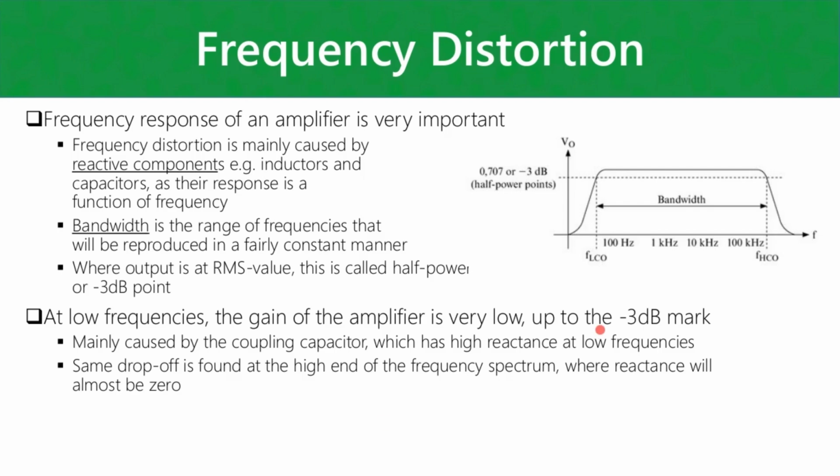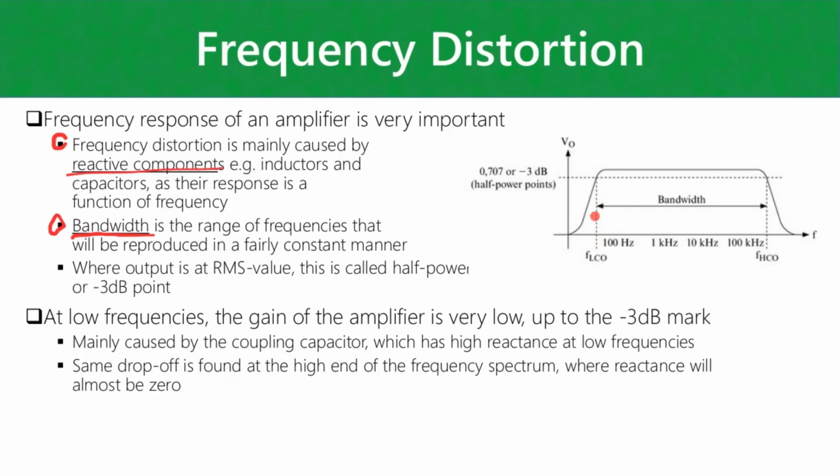And then frequency distortion. Frequency distortion will mainly be caused by reactive components, so things like inductors and capacitors. Essentially, this is due to the fact that the impedance of these components is dependent on frequency. That's then also going to influence the output that you get from your amplifier. So that will also mean that your amplifier has a certain bandwidth that it will give you a stable output.